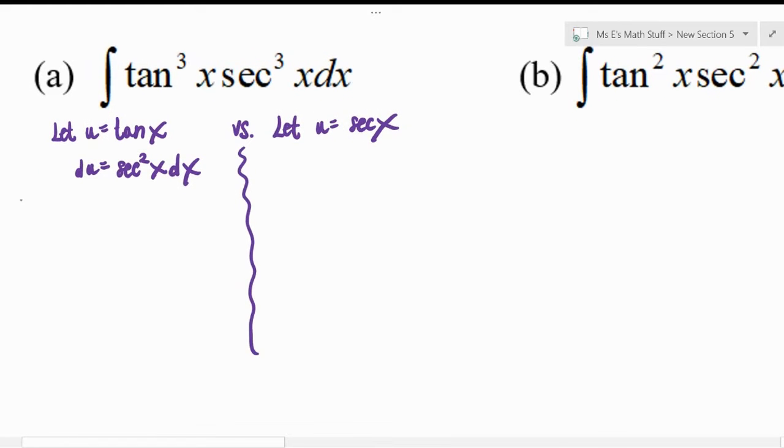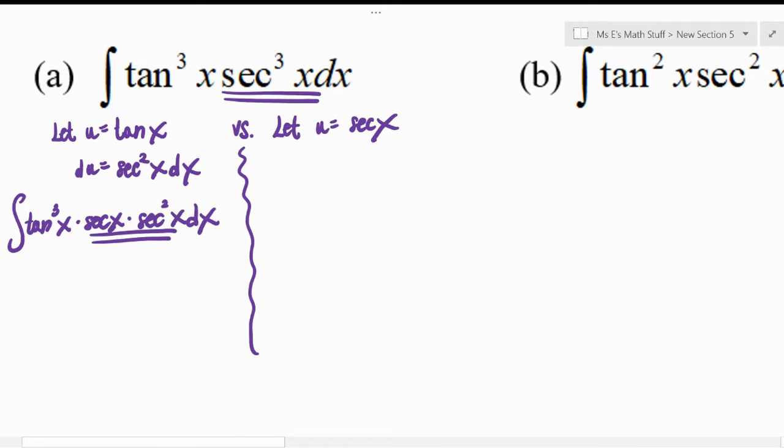Okay, so I'll rewrite the problem. So it says tangent cubed x, and then we'd have secant x, and then we'd reserve that secant squared x dx off to the side. So I just rewrote the problem, secant cubed. I just split it up as secant times secant squared. And so let's think about, is math telling us yes or no with this idea?